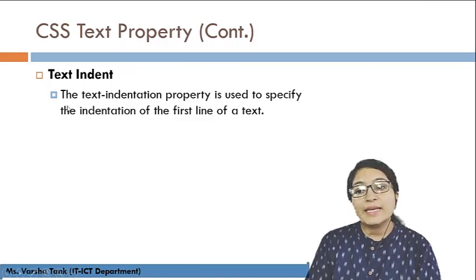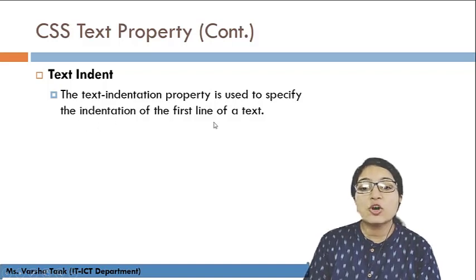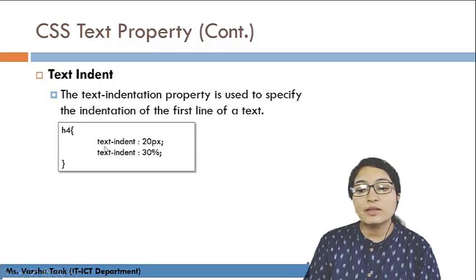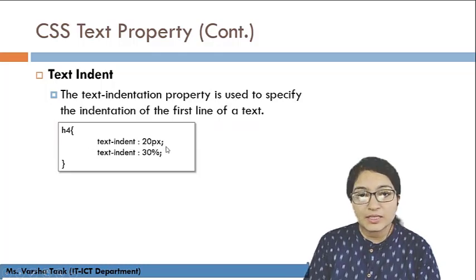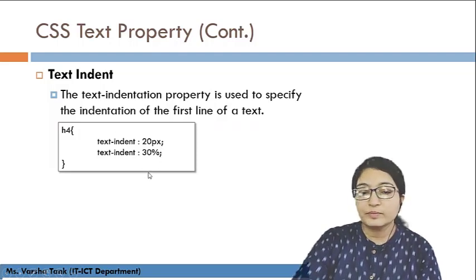Now the next property is text-indent. Okay, so the text-indentation property is used to specify the indentation of the first line of a text. So here, for H4, text-indent is 20 pixels, or you can define it with a percentage also, so text-indent equal to 30%. Like this way you can define the text-indent property.